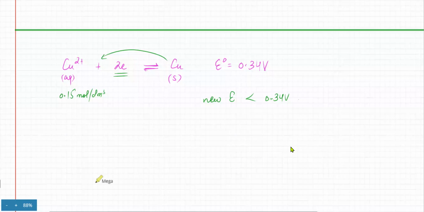We want an actual value. We want to know what this new potential is. By just looking at whether the equilibrium is moving in the backward or forward direction, we have been able to figure out whether it's going to increase or decrease. But now we want an actual value, and the actual value is obtained by the Nernst equation.